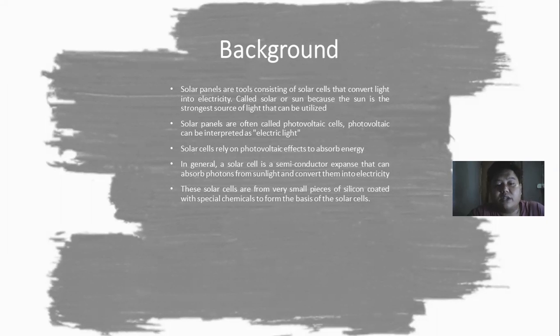Solar cells rely on the photovoltaic effect to absorb energy. In general, a solar cell is a semiconductor expanse that can absorb photons from sunlight and convert them into electricity. These solar cells are made from very small pieces of silicon coated with special chemicals to form the basis of the solar cell.